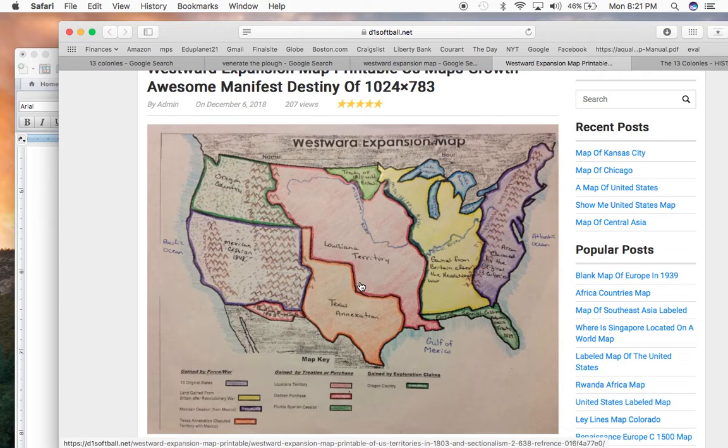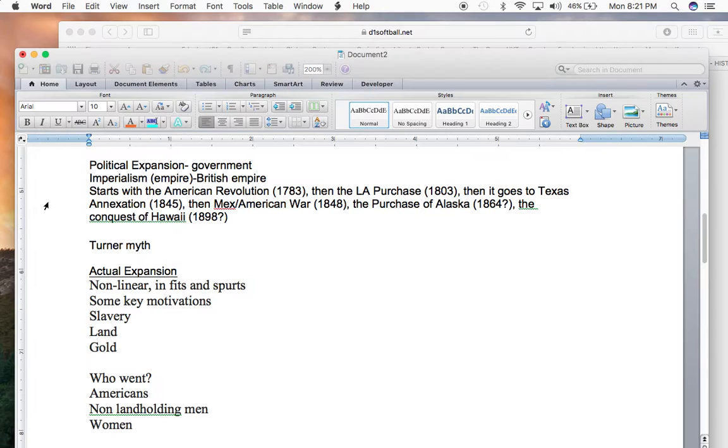And so nevertheless, we still have the political expansion of the country, which is the topic right now. And however, then we have the actual expansion of the country. So those are two different concepts.